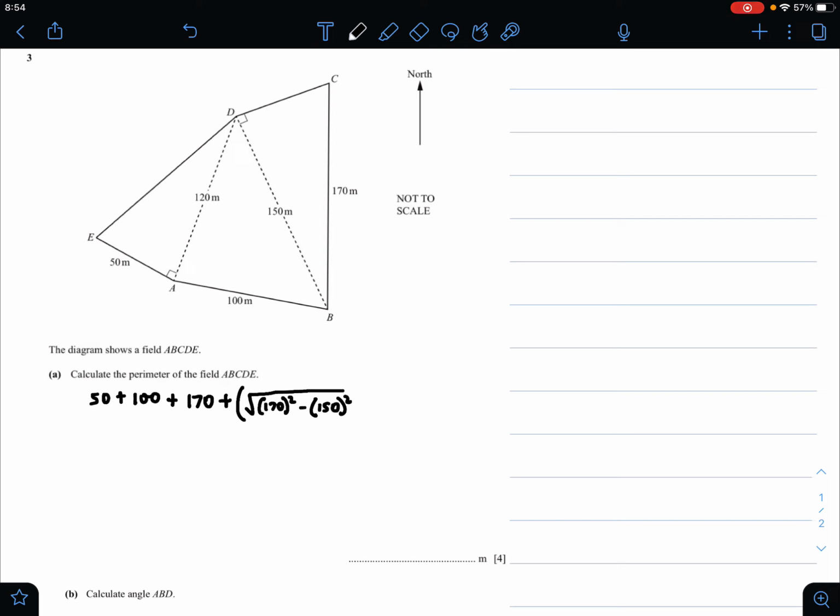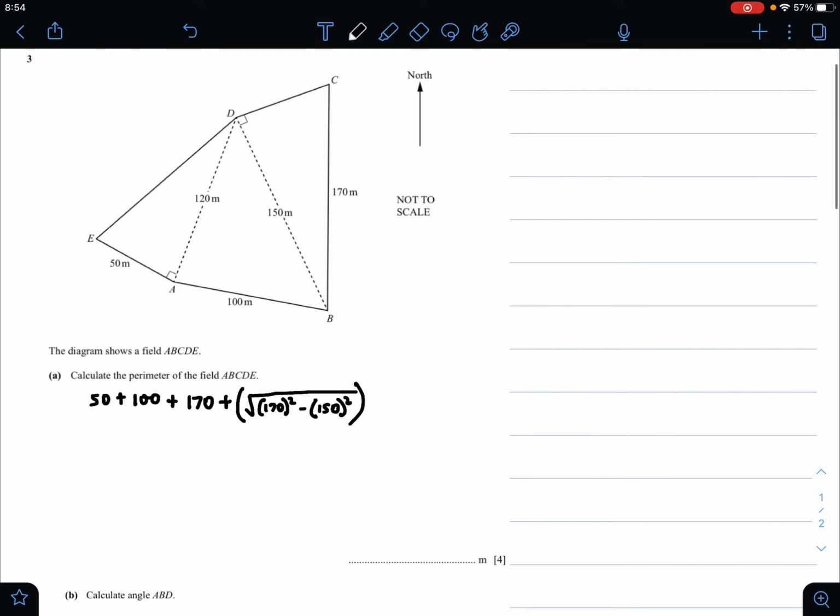What I did here, I just made the base of the triangle the subject of the formula of the Pythagoras theorem. And for the last side, that is DE, it's a right angle triangle, so we can just use the formula of Pythagoras theorem. So that is the root of 50 square plus 120 square.